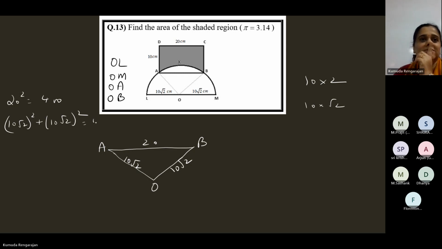400. 400 is equal to 400. That means it's a right triangle. We can check the converse of Pythagoras theorem.